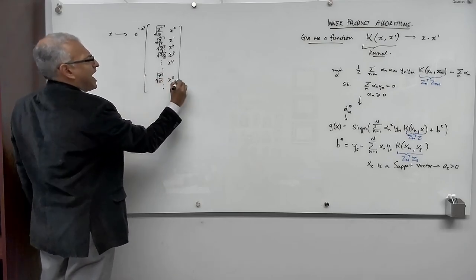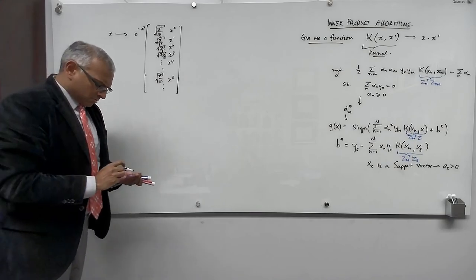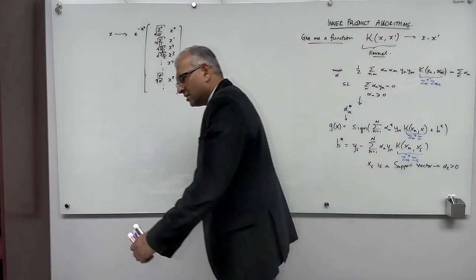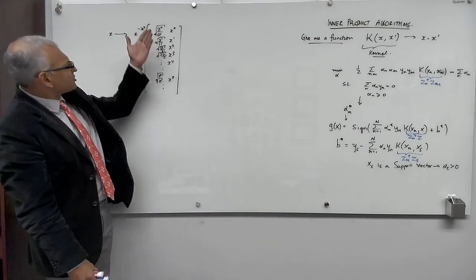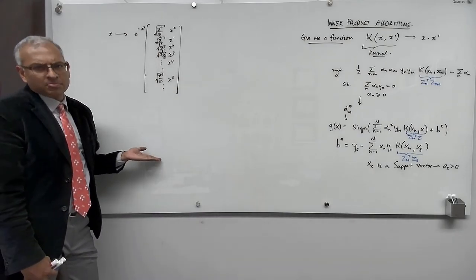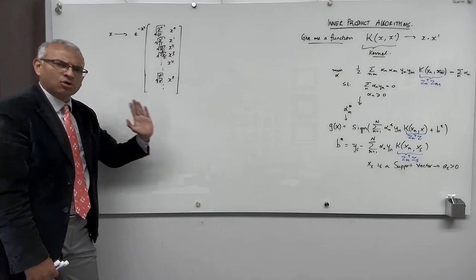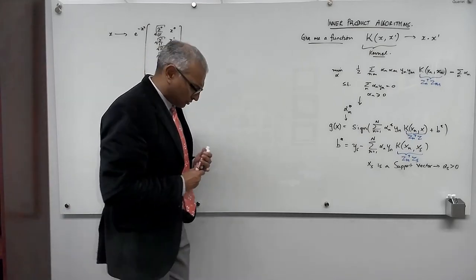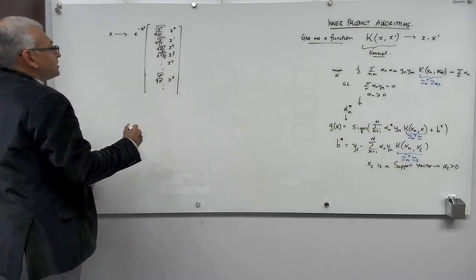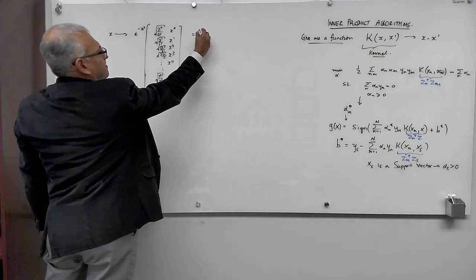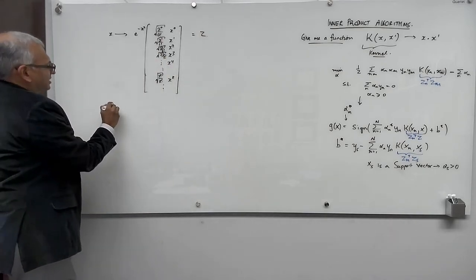So, wow! You should be looking at me and saying, are you crazy? You're going to go and transform into this infinite dimensional polynomial space. It's not possible. Yes, we will never have to physically do that. That's the whole point. That's the game in town. That's the miracle. So this is z. Let's consider what happens if I have another vector, x prime.